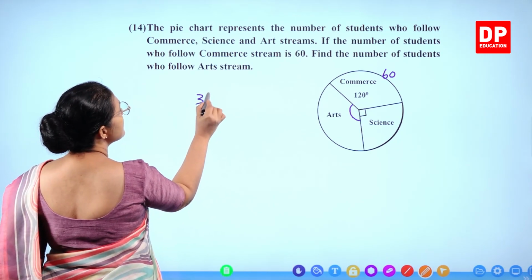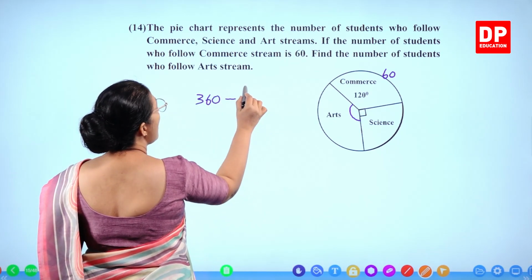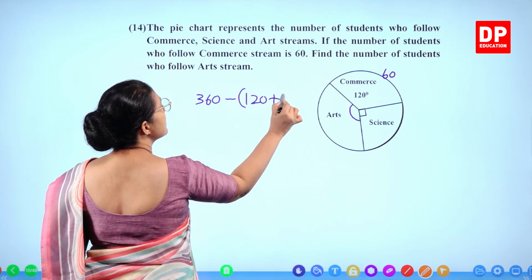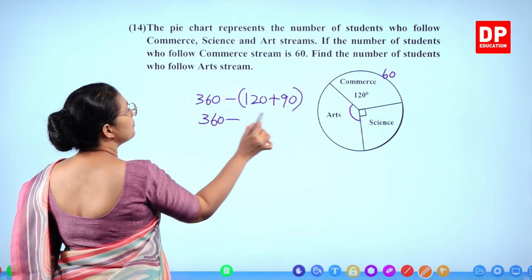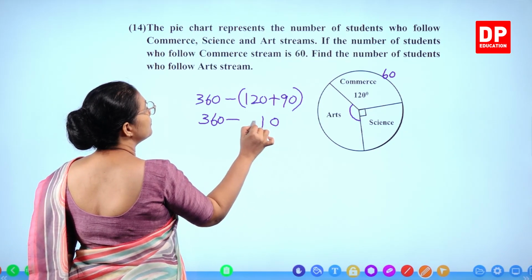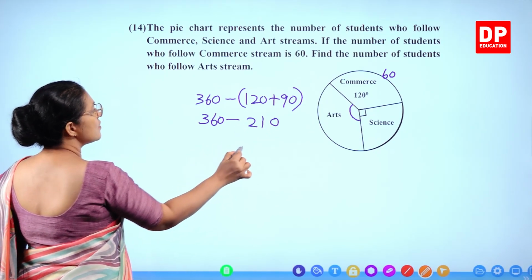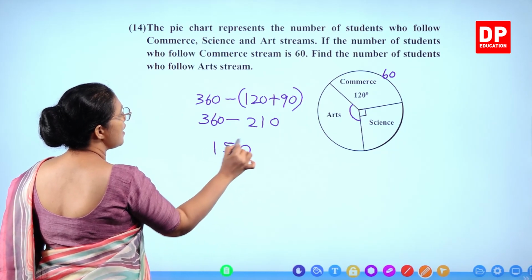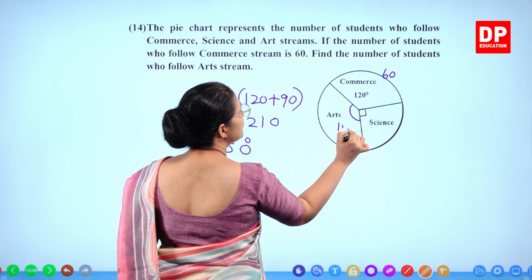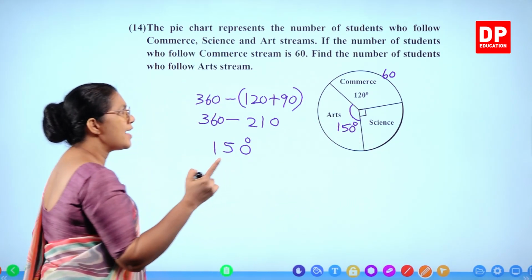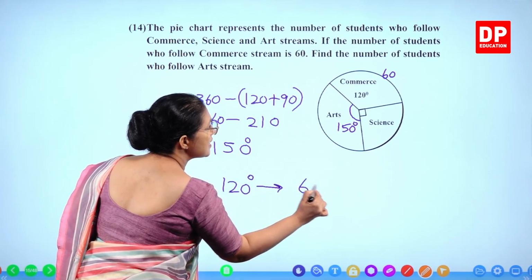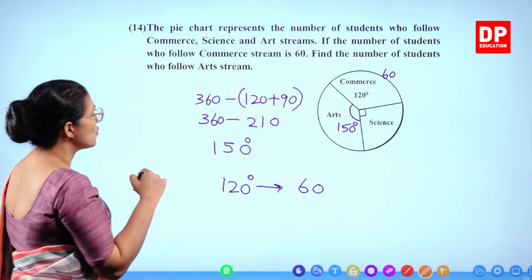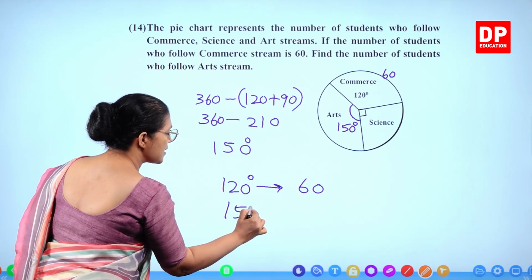So 360 minus 120 and 90, both are given. So what's that? 210. So when you subtract, you get 150 degrees for this angle. So we can use a ratio. 120 degrees represents 60 students. So what about 150 degrees?